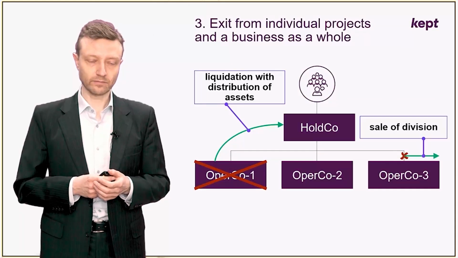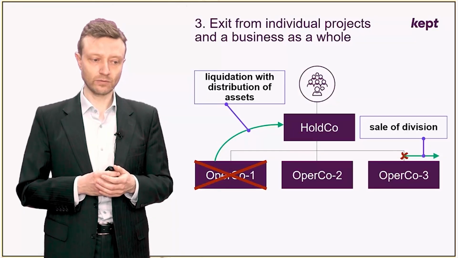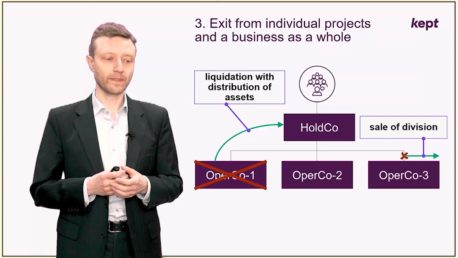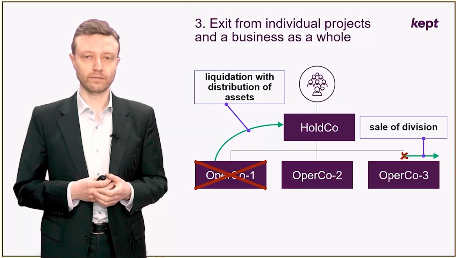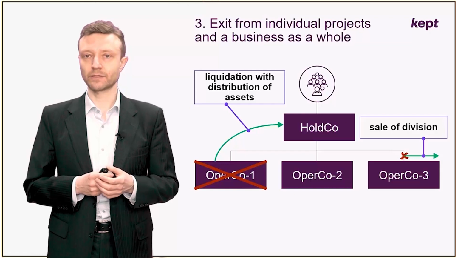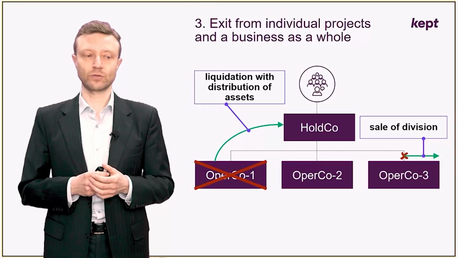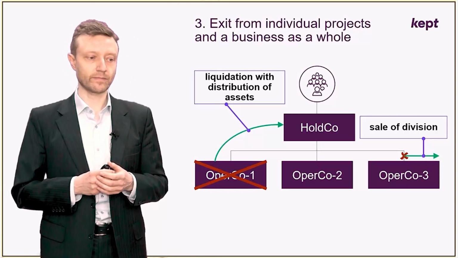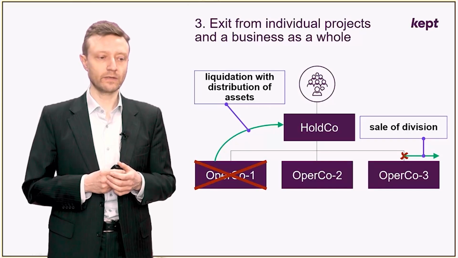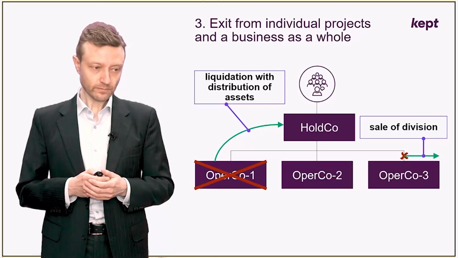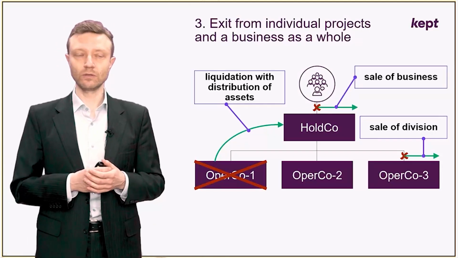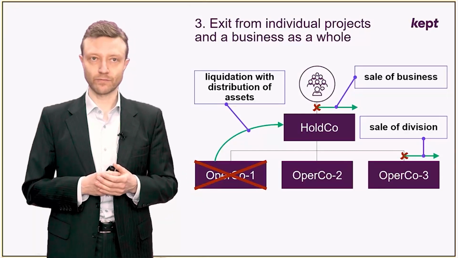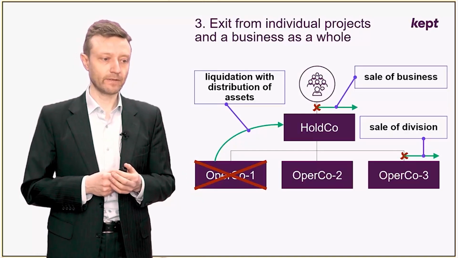Another example, a sale of a whole division, like an operating company. A whole operating company can be sold if a decision is taken to divest from a particular division, as is shown on the slides. A sale takes place where the holding company disposes of its investments in operating company 3. And finally, some or even all shareholders may decide to sell the business in general, and they dispose of their investments in the holding company.